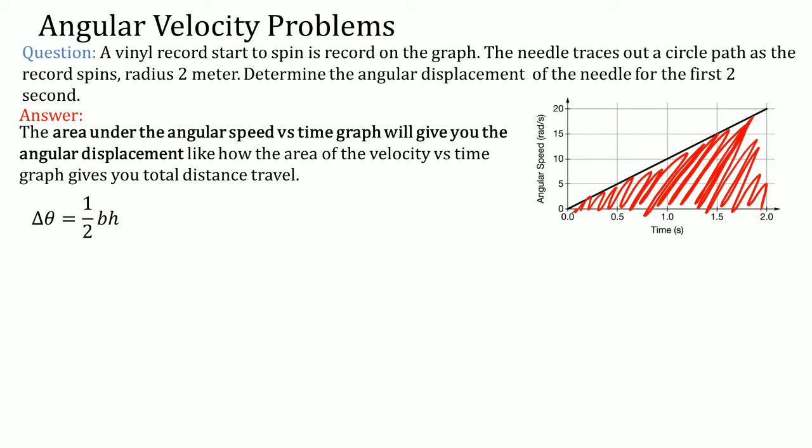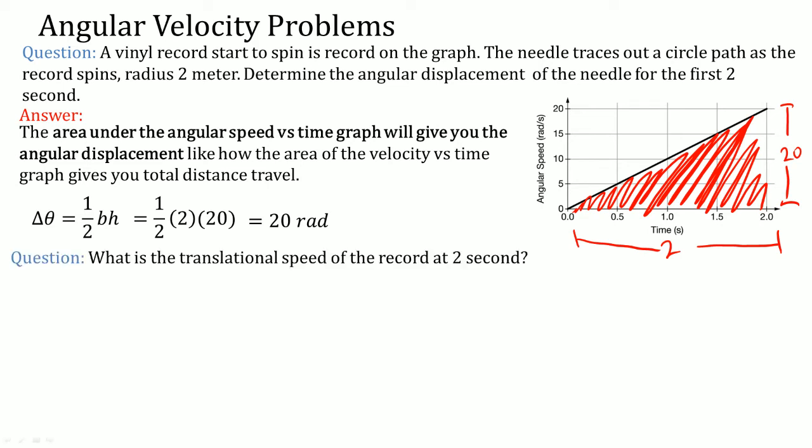So the angular displacement is going to be 1/2 base times height. The base here is 2, and the height here is going to be 20. Multiply that together, you get 20 rads. So in those 2 seconds, the object is going to travel 20 rads.